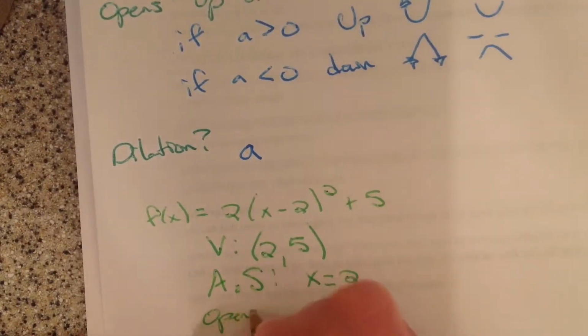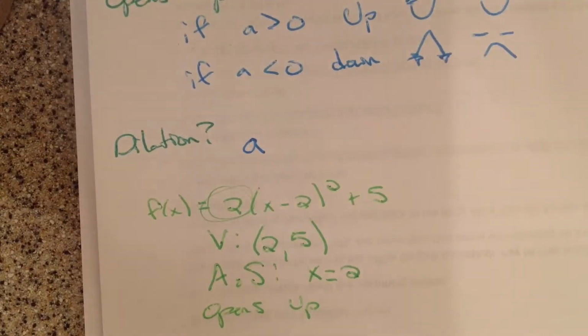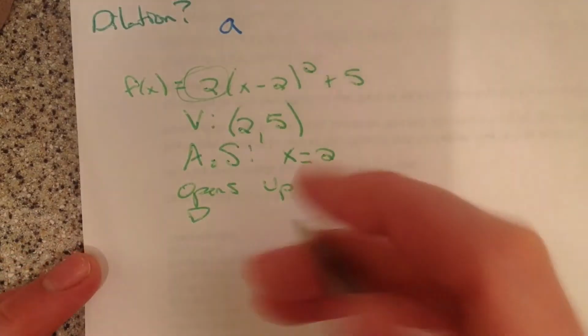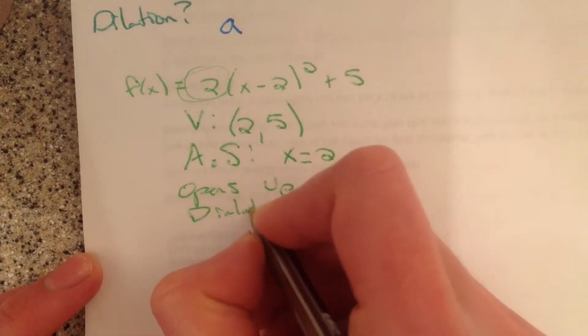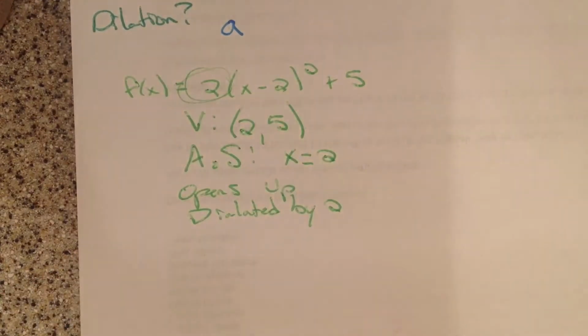It opens up because a is positive, and it's dilated by 2. Because a is 2, that is the dilation. That's how far it's stretched.